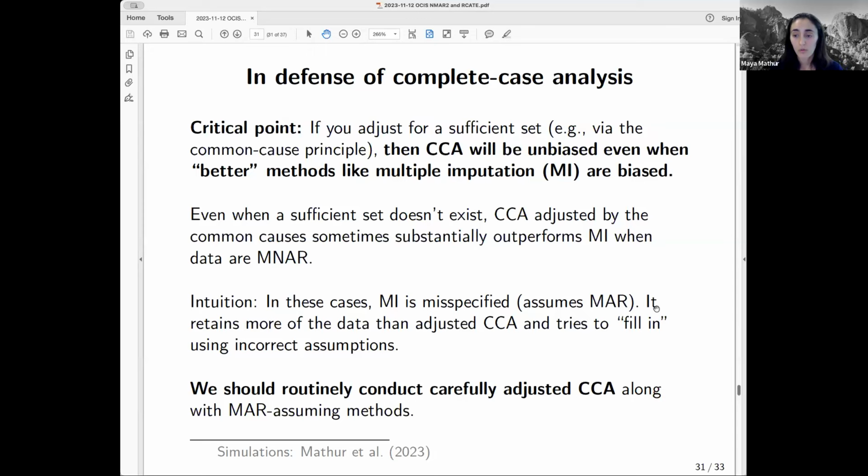Now, I don't want to overstate this. I'm not claiming that this will always be the case. There will certainly be cases where multiple imputation wins for missing not at random, or even for certain kinds of missing at random. But it is interesting that there are these cases where complete case analysis, when it's adjusted in a principled way, will do better.